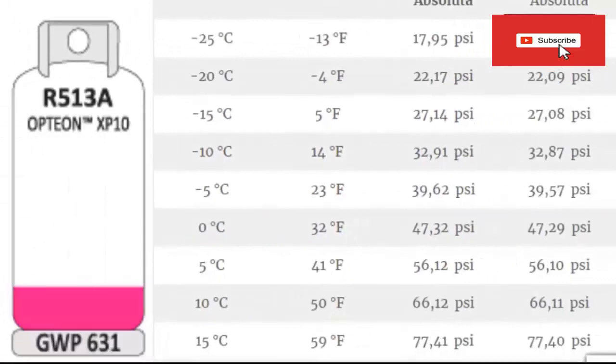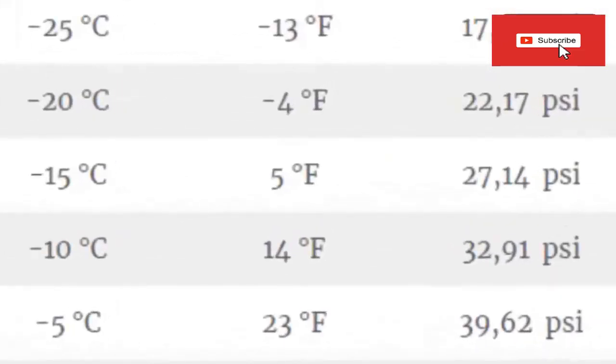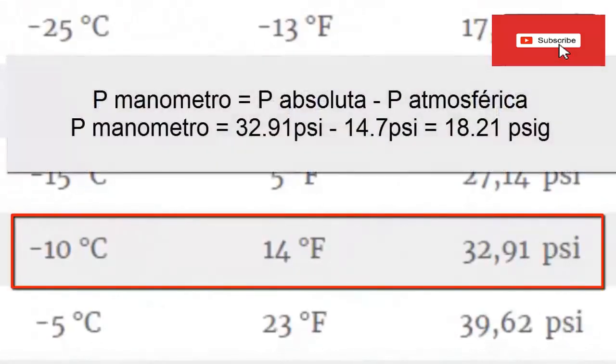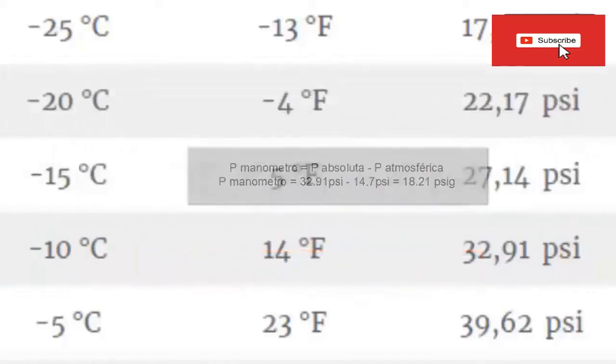Now, for an evaporator temperature of minus 10 degrees Celsius, about 14 degrees Fahrenheit, according to the table you have an absolute pressure of 32.91 psia. Since the value in the table refers to absolute values, we must subtract from this value the atmospheric pressure of the place where the equipment is located, which for this case we are going to take a value of 14.7 psi as atmospheric pressure. Subtracting 32.91 psi minus 14.7 psi gives a gauge pressure of 18.21 psig.